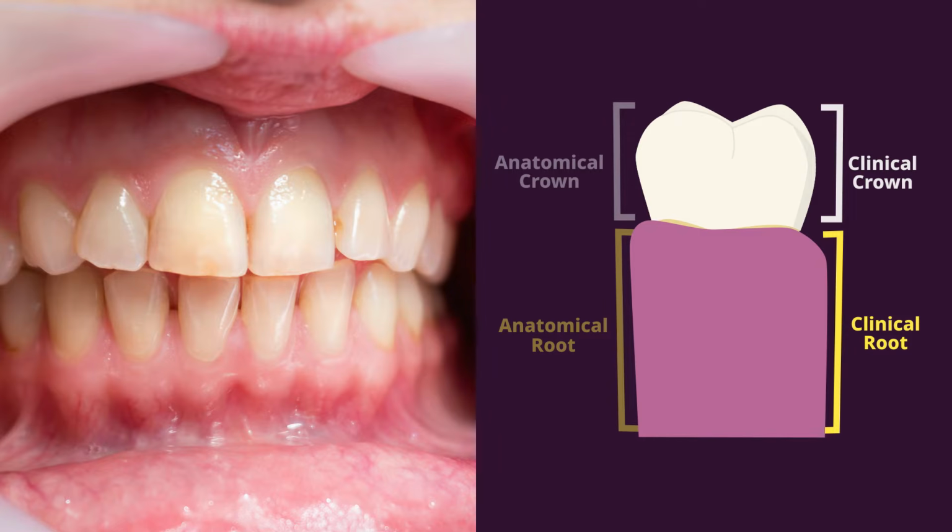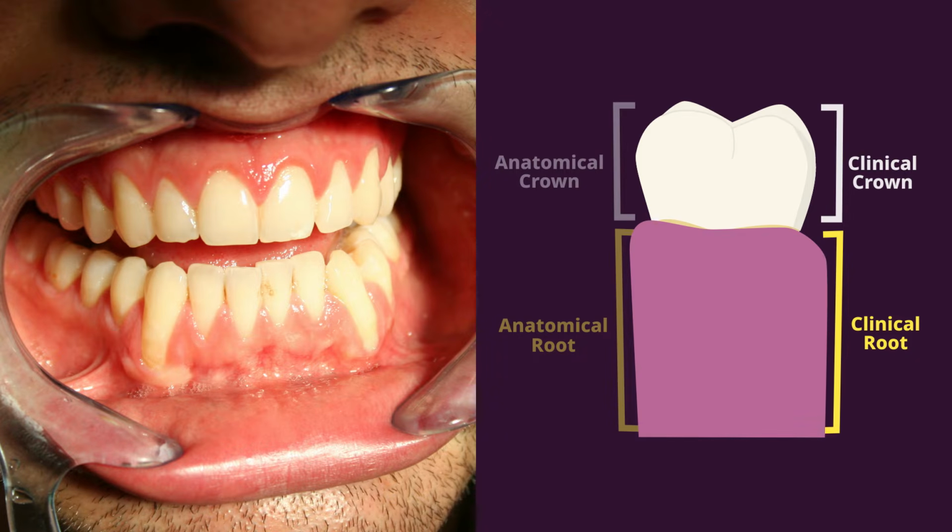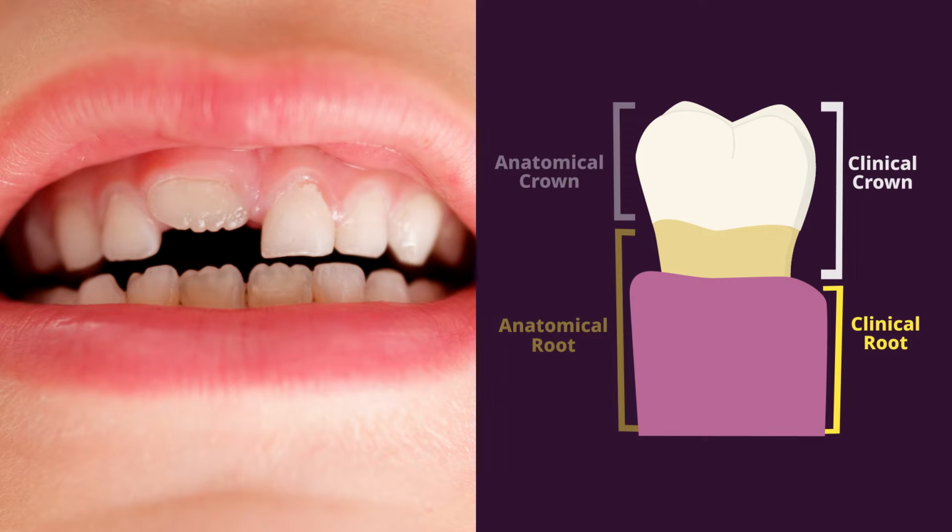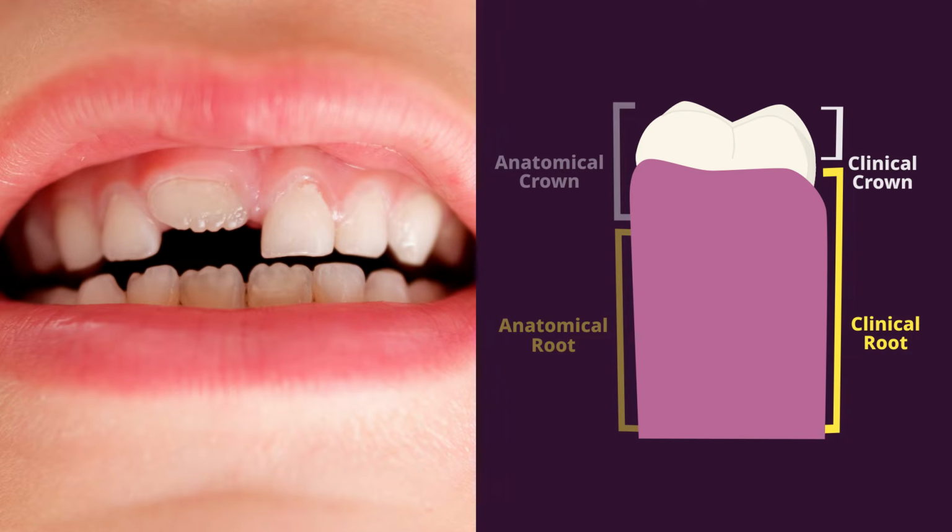For example, if a patient has recession, so their gingiva has worn down, the clinical crown includes the anatomical crown and part of the anatomical root, because the gingiva is not at the CEJ, it's just shy of it. If a tooth isn't fully erupted, so only part of the anatomical crown has come through and part of it's still covered by the gums, the clinical crown is shorter than the anatomical crown. And the clinical root includes both the anatomical root and some of the anatomical crown.